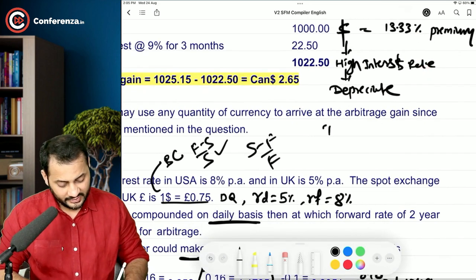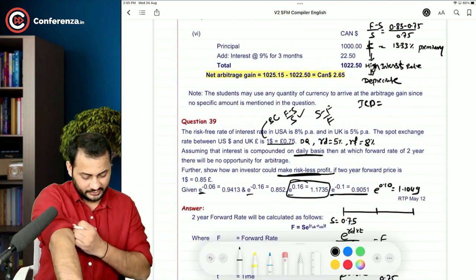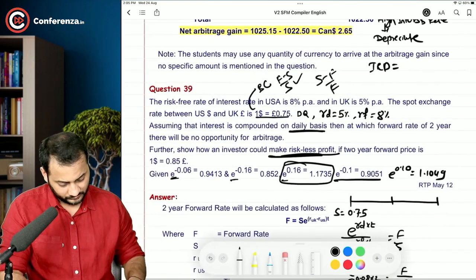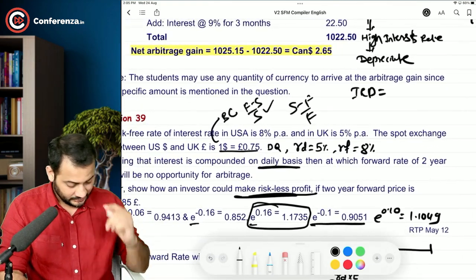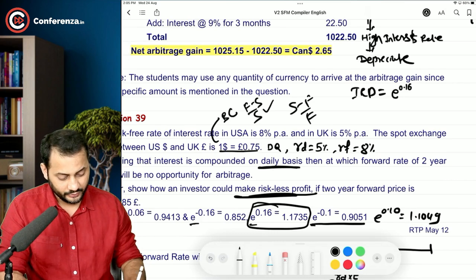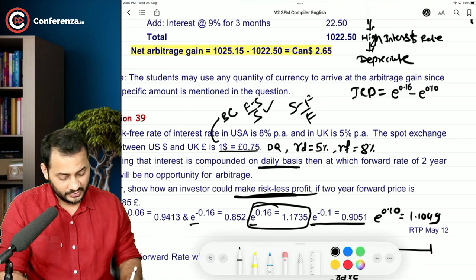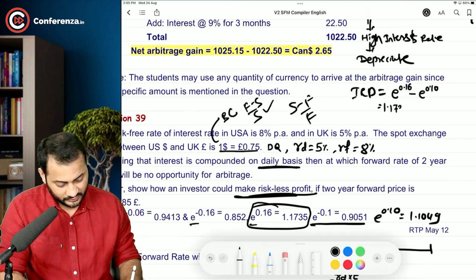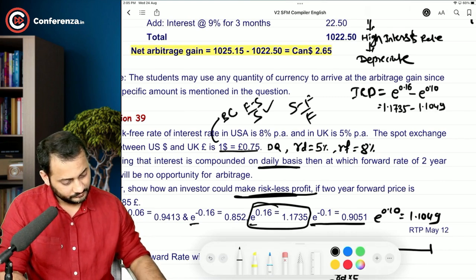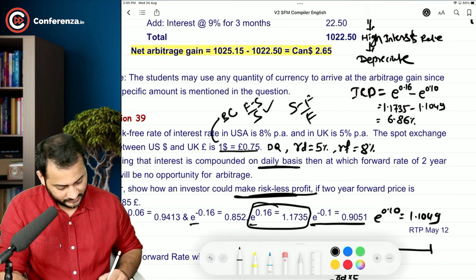And what is the interest rate differential, sir? It is nothing but, I will just show you. We will have to calculate it for 2 years, right? So e to the power 0.16, that means 8% into 2, minus e to the power 0.10, that means 5% into 2, for 2 years. So 1.1735 minus 1.1049 is 6.86%.